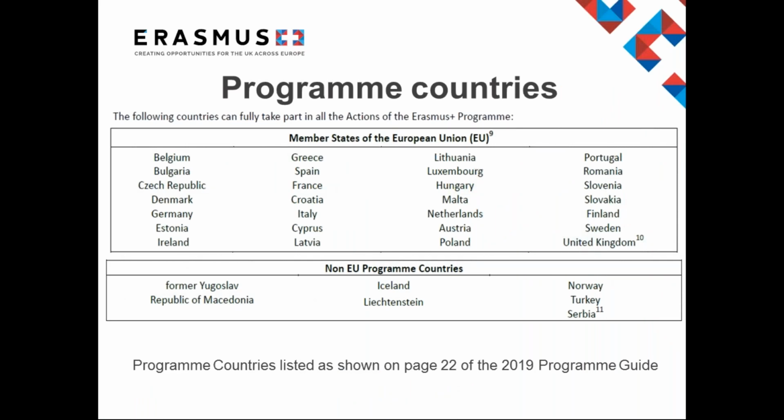Here is the list of the countries that can apply for funding under the 2019 call for strategic partnerships. Organizations from these countries can also be partners in a strategic partnership project.